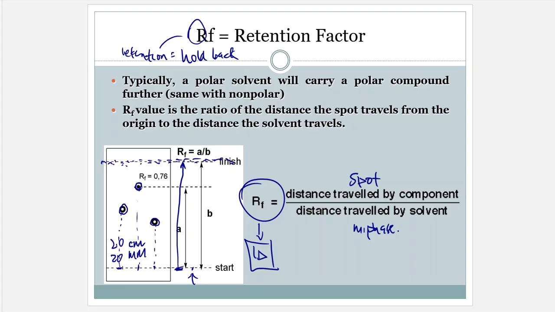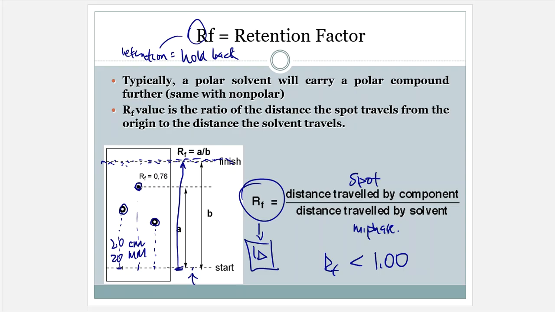All right, so when you calculate these RFs, they will typically be below the value of 1. It will be below because the spot should not travel further than the mobile phase. That makes sense, right? The mobile phase should travel the fastest. It should be the highest one up the plate. It should have the largest number. Therefore, if I divide anything by a number that is bigger, I'm going to get a value less than 1. That's just the way this happens. So RFs are going to be lower than 1.